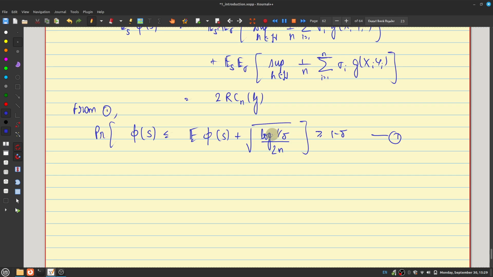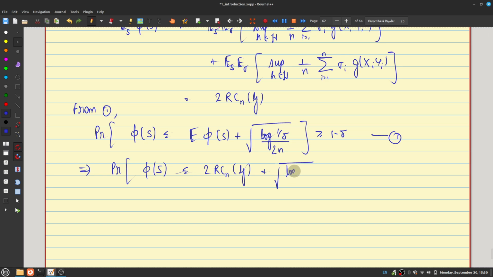And we also have an upper bound on expectation of phi of S. So if this holds for expectation of phi of S, it also holds for any upper bound on expectation of phi of S. So the probability that phi of S is less than or equal to 2 times the Rademacher complexity plus square root of log 1 over delta by 2n is at least 1 minus delta.